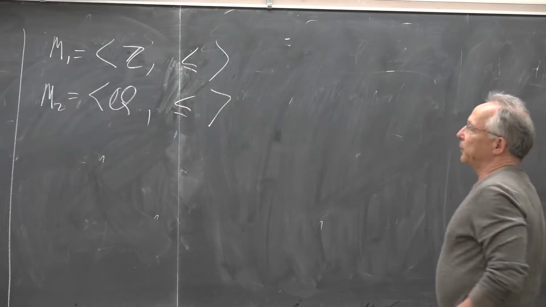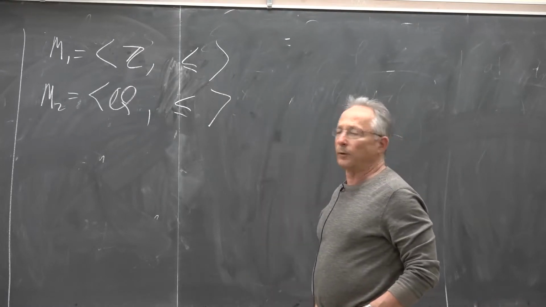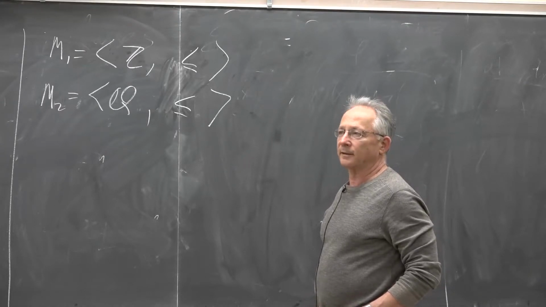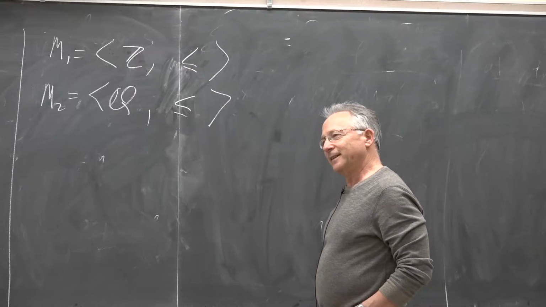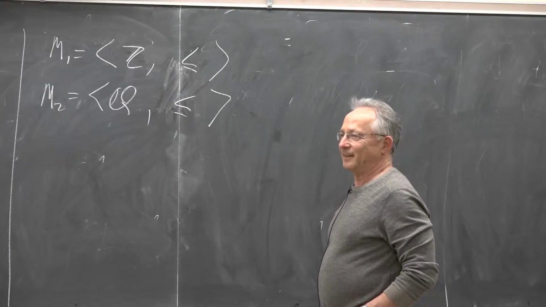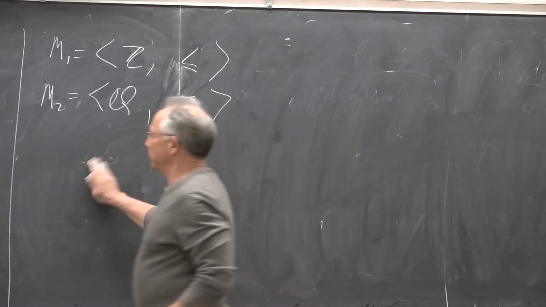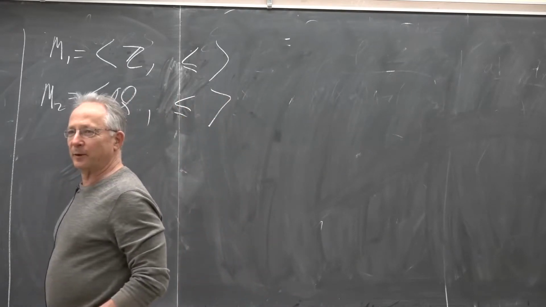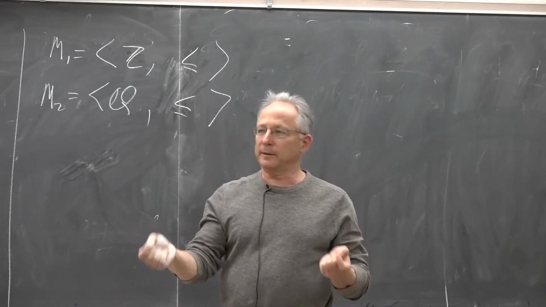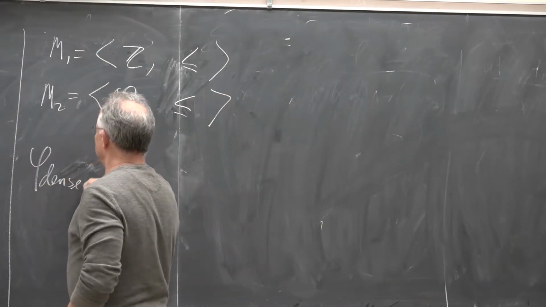Now I want a sentence that will hold in M2 and will not hold in M1. A sentence that will distinguish between them, yes? For all x, for all y, x equals y, or there exists z such that R of x, z and R of z, y. This formula says that the ordering is dense: between every two points, I have a third point. This is called density. So I have this phi of density.